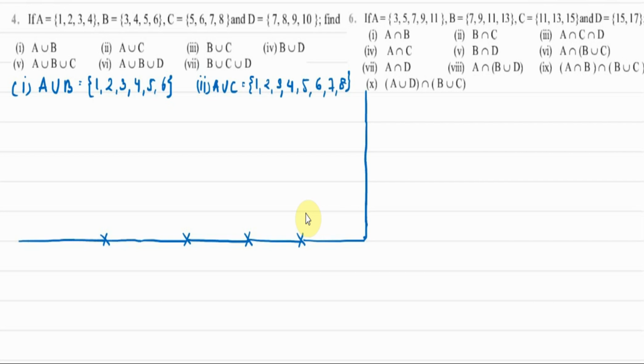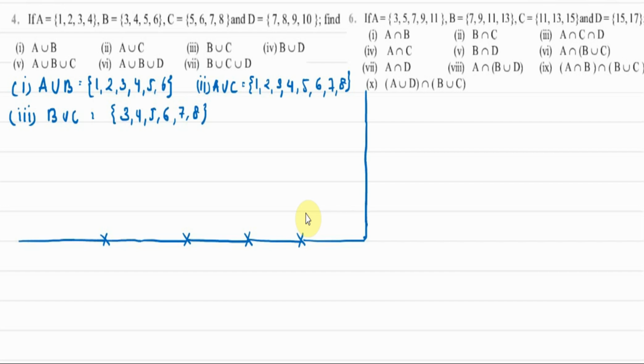Similarly, we have the third part. It says find B union C. So elements of set B are 3, 4, 5, 6, and elements of C are 5, 6, 7, 8. Where 5, 6 we have already written in the union set, so we are left with 7 and 8. We'll write that down. This we get as B union C.